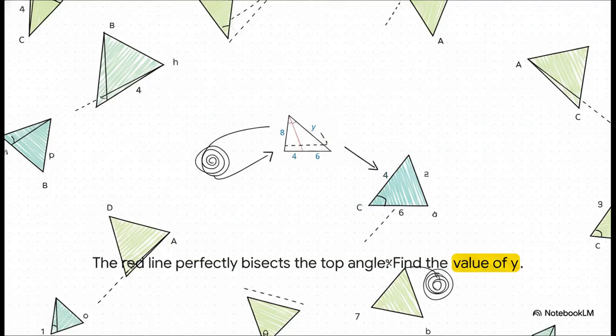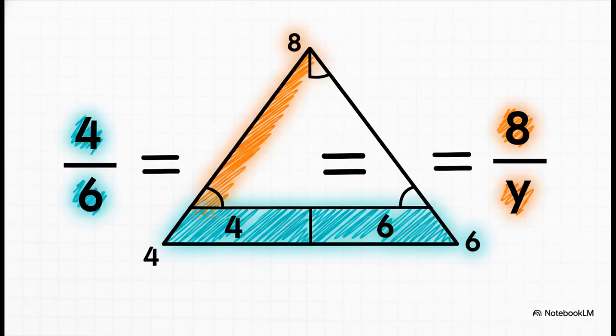In this triangle, that red line is an angle bisector. We can see the two segments it created on the bottom side are 4 and 6, and we know the left side is 8. So, what's the length of that right side y? Here's exactly how we set up the proportion.